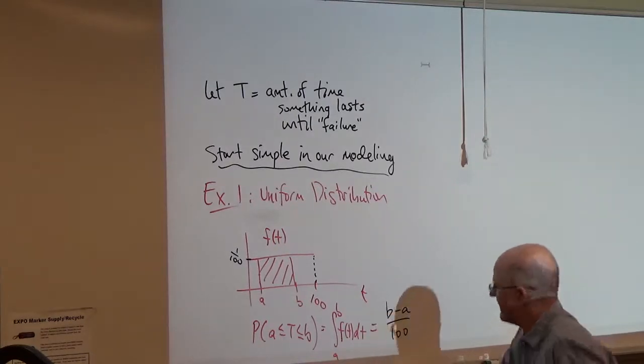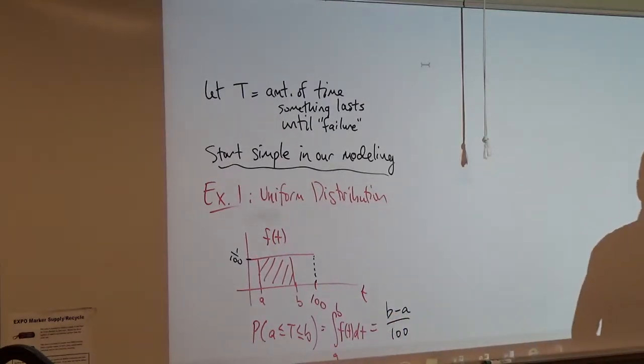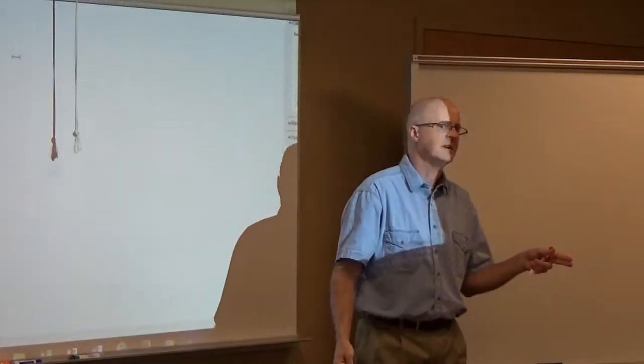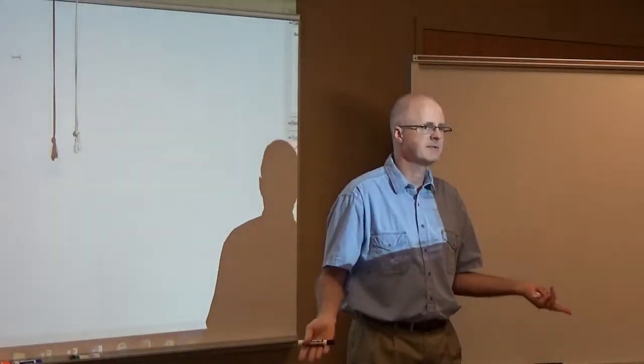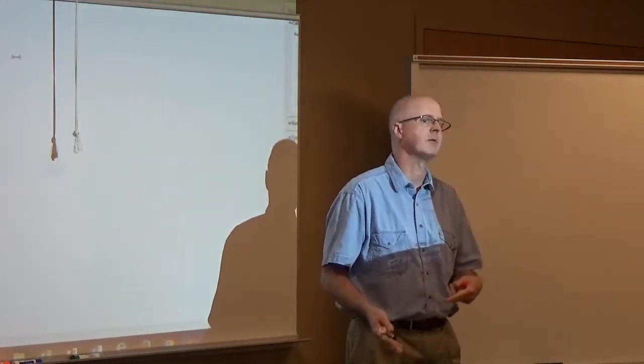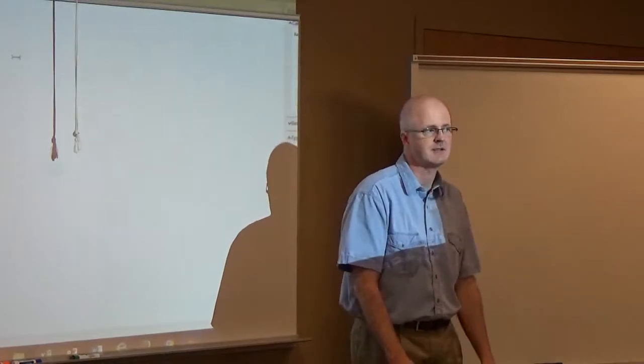So this would say, for example, your chance of dying between your 20th birthday and your 70th birthday would be 50 over 100. 70 minus 20 is 50 over 100. That would be 1/2. A 0.5 chance that a newborn baby would die between the ages of 20 and 70.